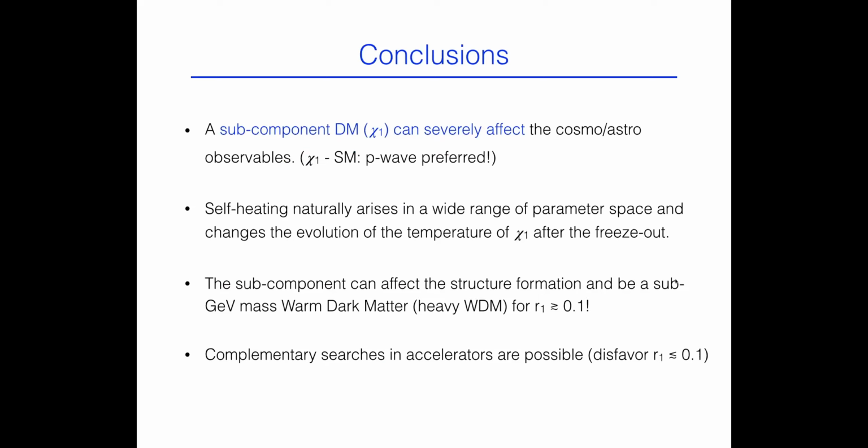The self-heating of this light dark matter can naturally arise in a wide range of parameter space and change the evolution of the temperature of light dark matter after the freeze-out. The subdominant component can affect the structure formation and the sub-GeV mass warm dark matter, which is heavy warm dark matter, especially when the fraction of light dark matter is around or above 10%. And the complementary searches in accelerators are possible, and they disfavor a fraction of light dark matter below 10%.